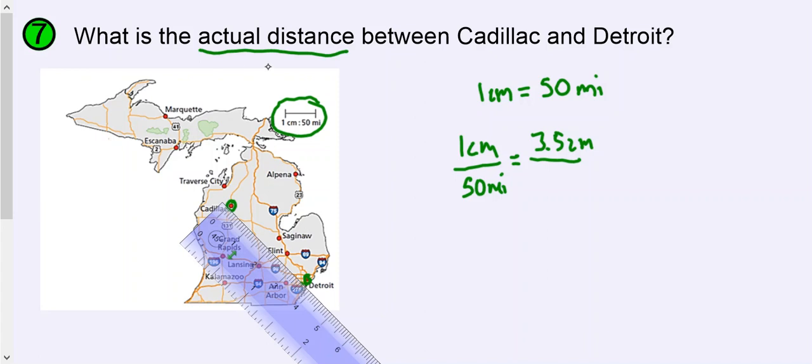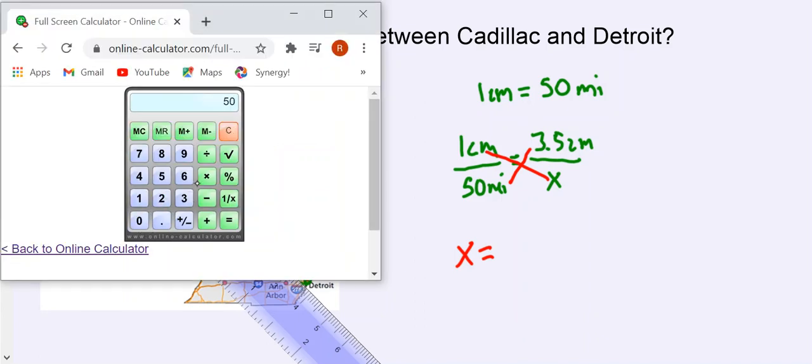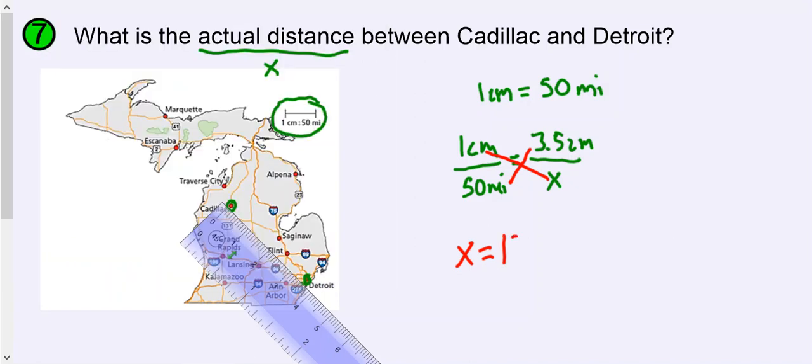actual distance. So actual distance is going to be our x. That's on the bottom here. Alright, now we have our proportion and we can multiply. We get 1 times x is going to be x equals 50 times 3.5. So 50 times 3.5, that is equal to 175. 175 miles is the rough distance between Cadillac and Detroit.